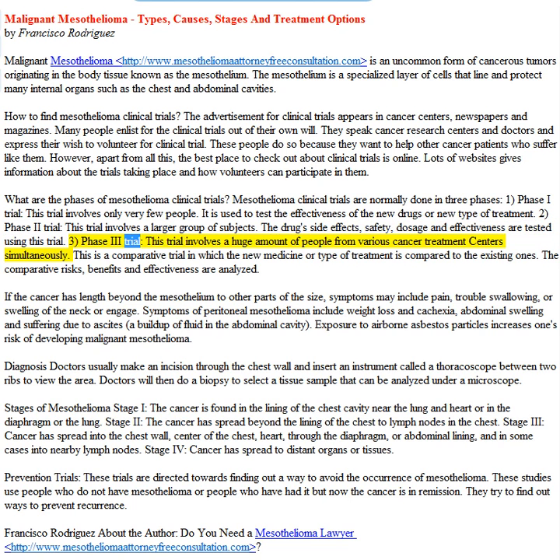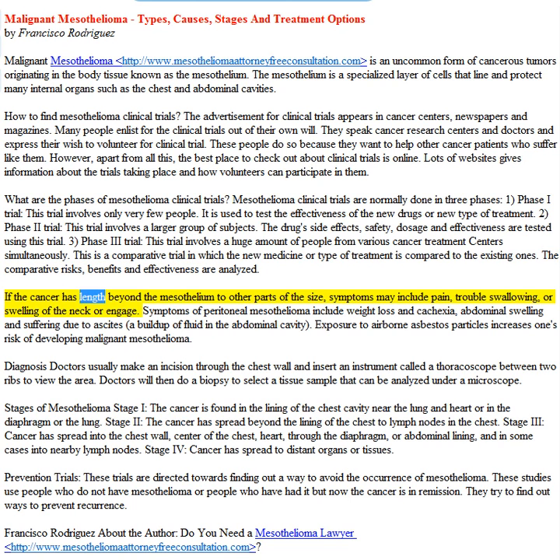3, phase III trial. This trial involves a huge amount of people from various cancer treatment centers simultaneously. This is a comparative trial in which the new medicine or type of treatment is compared to the existing ones. The comparative risks, benefits and effectiveness are analyzed.